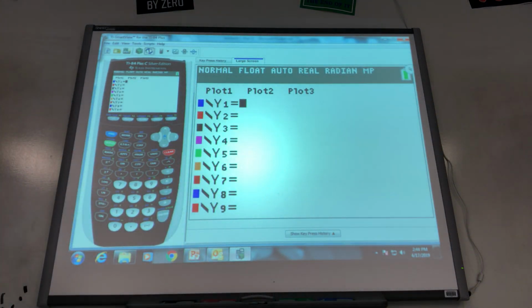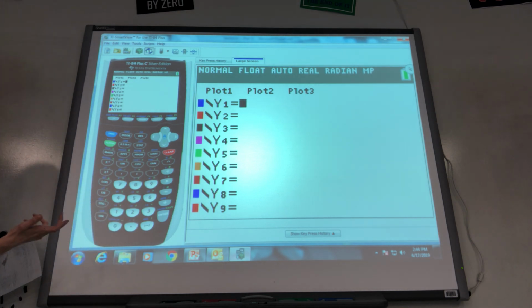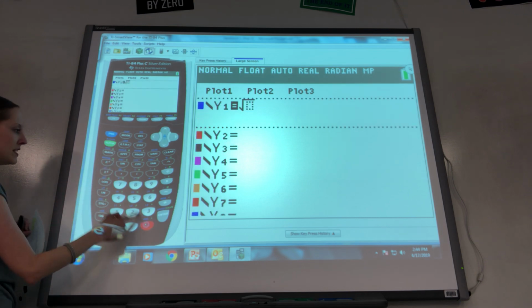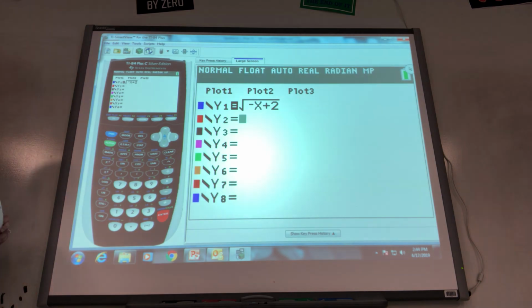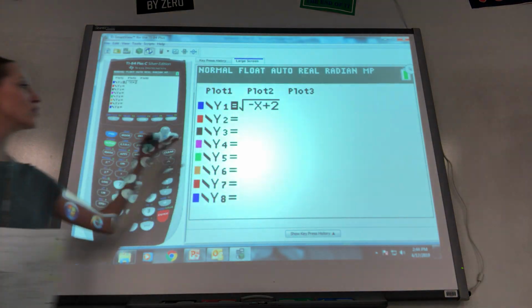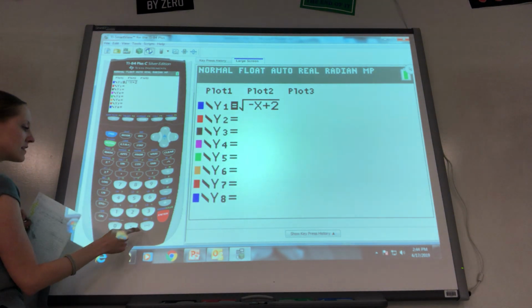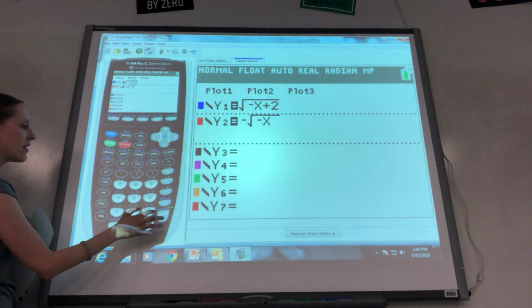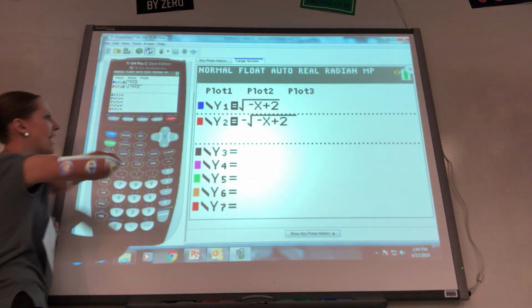Okay, now I'm not sure if there's a plus or minus button somewhere on here that you could use, but I'll show you the way I type in the positive and the negative. Positive square root of negative x plus 2. I mean, you don't have to put a plus sign in front of it. You can just leave it the way it is, and it's positive. But I also need negative square root of negative x plus 2. So we've got the positive and the negative.